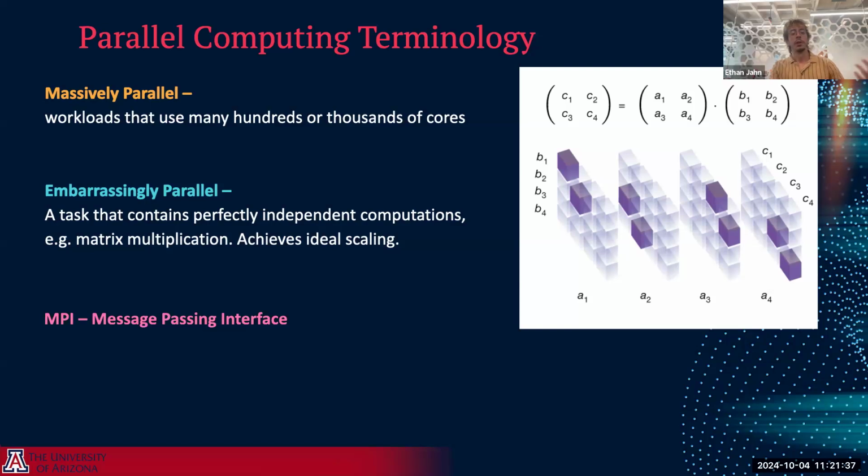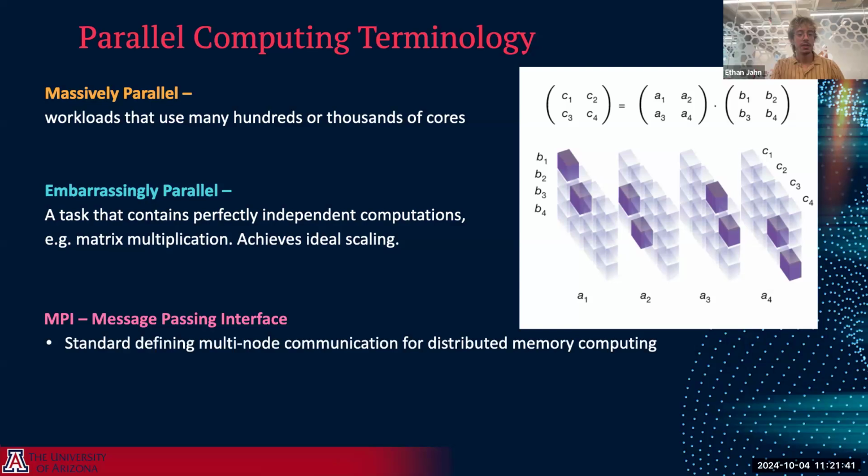Another term here, MPI, refers to message passing interface. This is a standard. It's not necessarily a code in and of itself, but more like a protocol, a set of rules that exists to define multi-node communication for distributed memory computing. There are a handful of different implementations of MPI. We're only going to talk very passingly about MPI today, and we'll talk a little bit more about it next week when we do the practical.